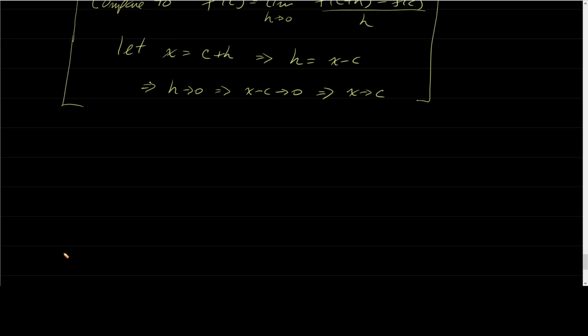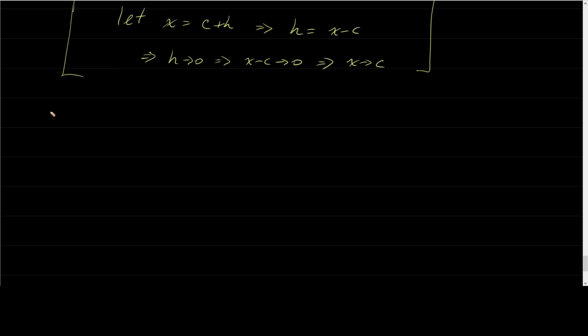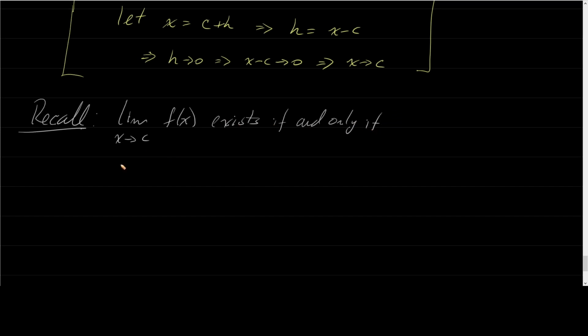The next thing I want to say here is recall that the limit as x goes to c of f of x exists if and only if the limit as x goes to c from the right of the function is the same thing as the limit as x goes to c from the left of the function, and they're both just some limit L. So all I'm saying is recall that the definition for a limit was that it exists if and only if it is the same from both sides.